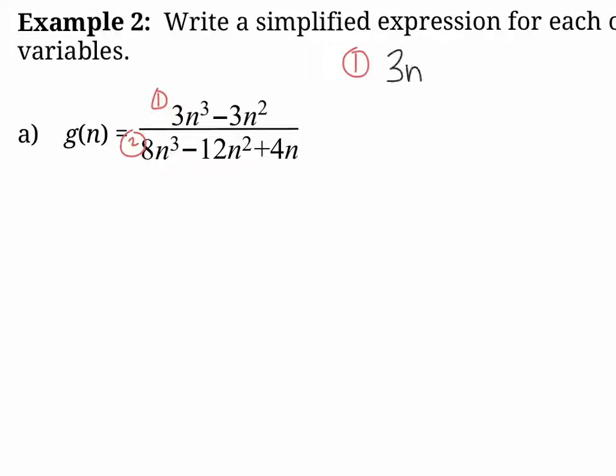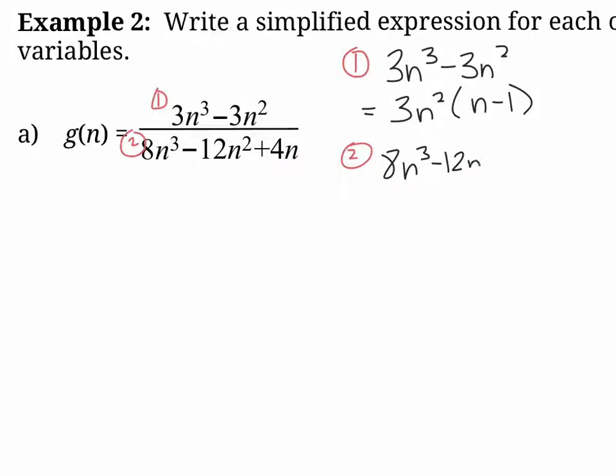So I'm going to factor 3n cubed minus 3n squared. And I know I can factor this with common factors, so I'm going to take a 3n squared out. I'll be left with n minus 1. For the second one, we've got 8n cubed minus 12n squared plus 4n. I can take out a 4n, and I'll be left with 2n squared minus 3n plus 1.